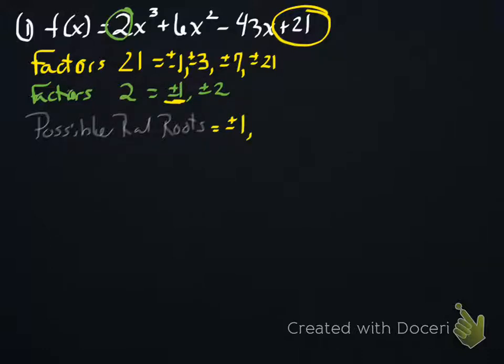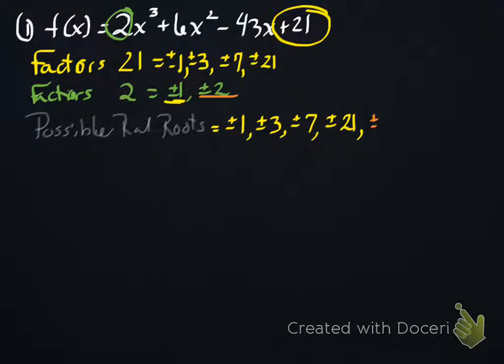What is 3 divided by 1? 3. What is 7 divided by 1? 7. What is 21 divided by 1? 21. Now we're going to do the same thing, but we're going to divide by 2. And each of these are going to have a plus or minus in front of it because if we multiply two negatives, we get the same result as if we multiply two positives to get that 21.